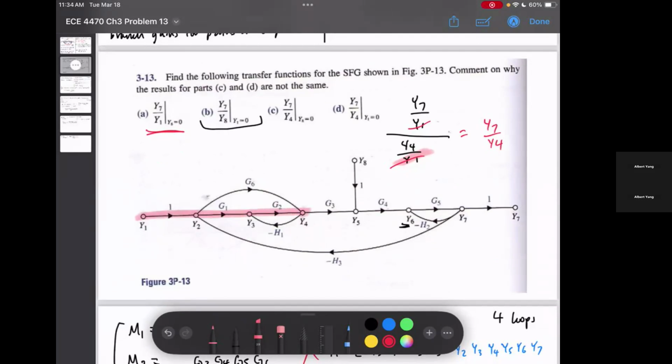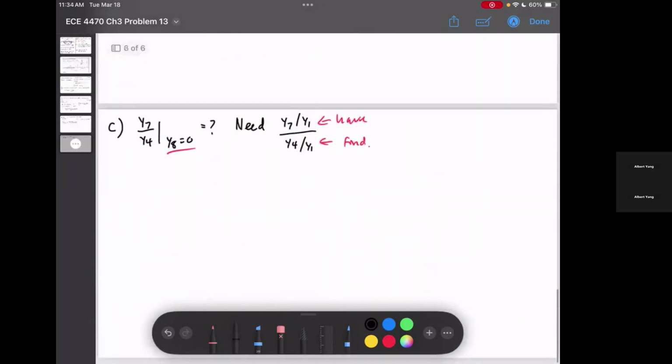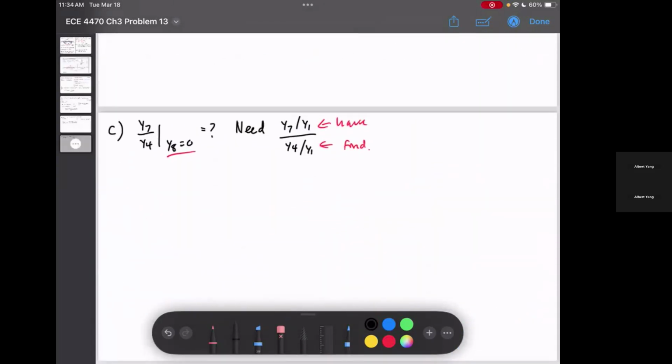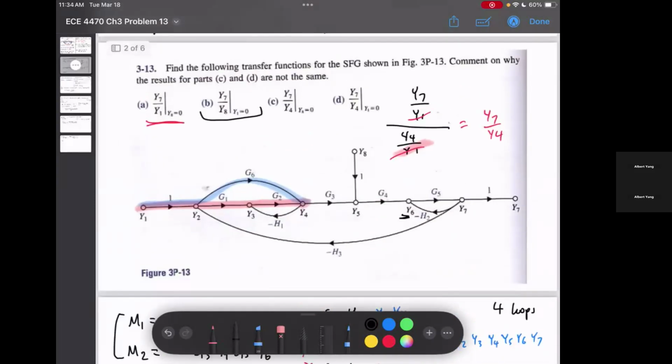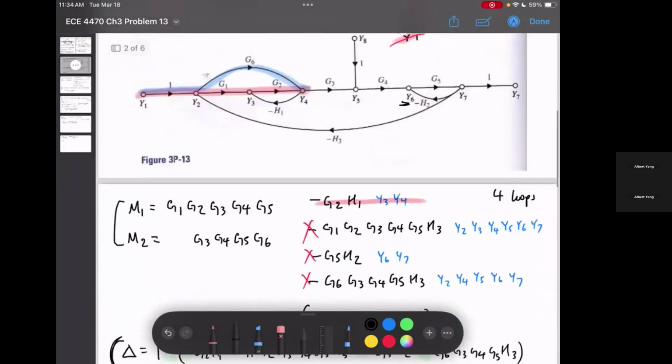And the first forward path is from y1 to y2, y3 to y4. And then the second forward path would be using the top part here. And there aren't any other ones. So then we only have two forward paths. So we would say M1 is equal to, let's check, M1 is G1, G2, and then M2 is just going to be G6.